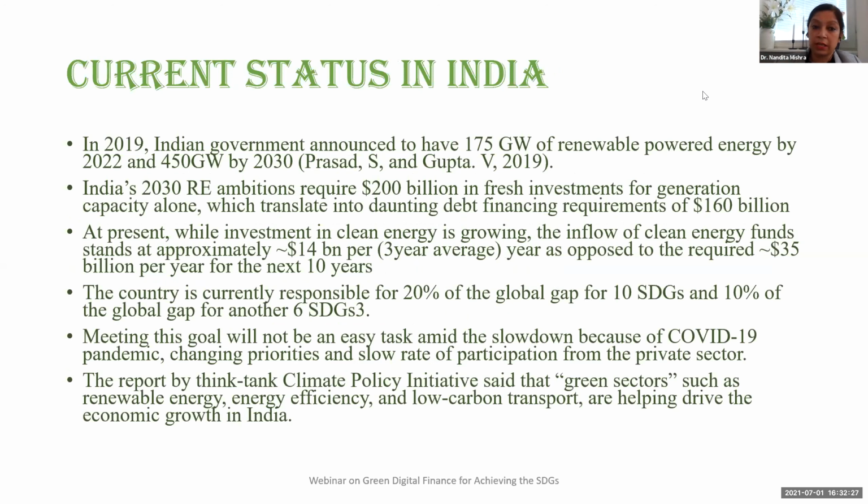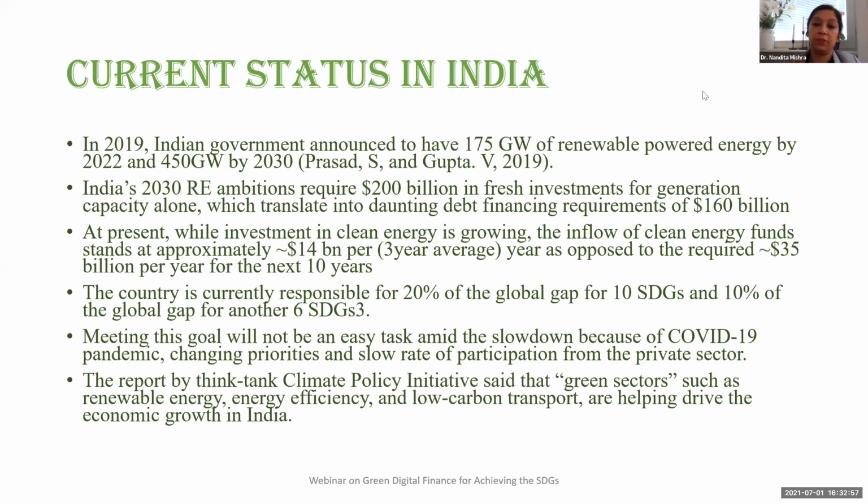So what is the current status in India? In 2019, the Indian government announced that we will have 175 gigawatts of renewable power by 2022, that is next year, and 450 by 2030. This ambition requires 200 billion of fresh investment, and at present we are obviously way below that requirement. We require a lot more.